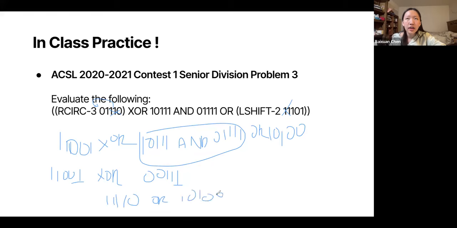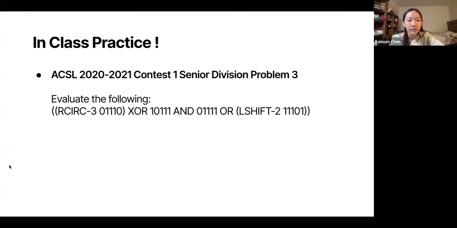And then it'll be or 10100. So for or again, we return a 1 if at least one of the digits is a 1, so it'll be 1110. So everybody in the chat got it, so good job. Let's move on.